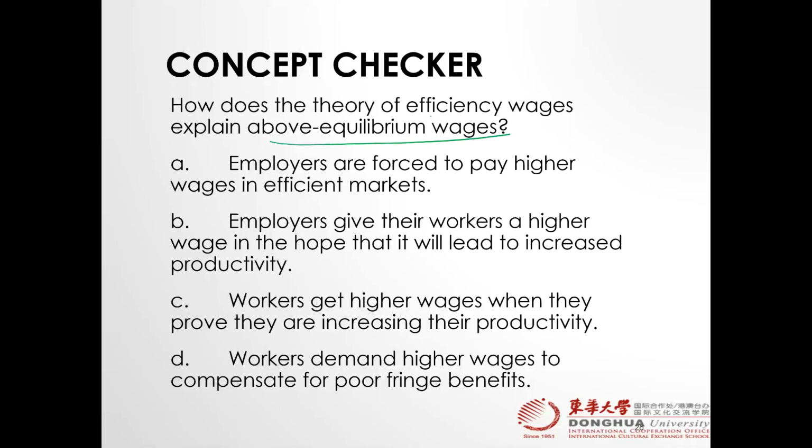Okay. So efficiency wages means the employer intentionally pays higher wages. So number one, employers are forced? No. Employers give their workers higher wages in hope it will lead to increased productivity. Yes, can be. Workers get higher wages when they prove they are increasing their productivity? No. Workers demand, that is through union and other stuff. That is not efficiency wage. So only correct is B. Understand?